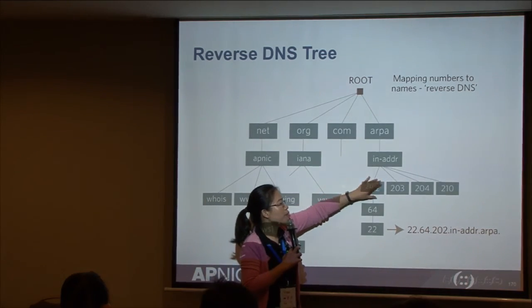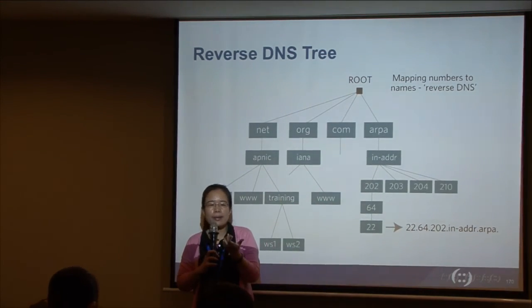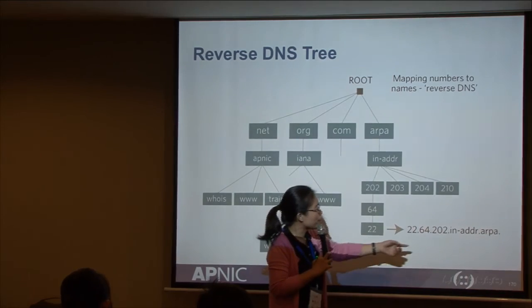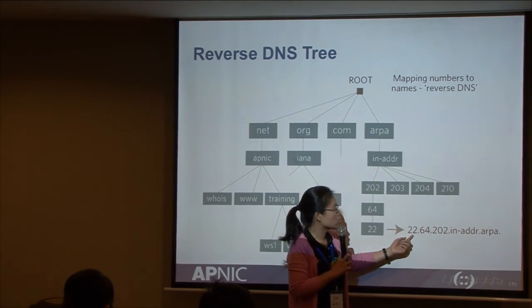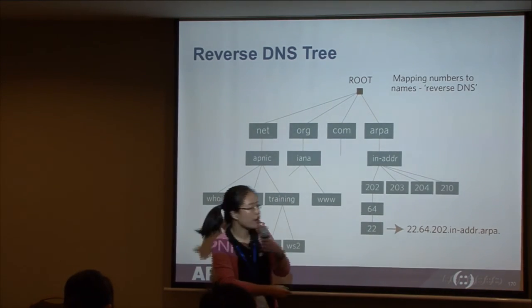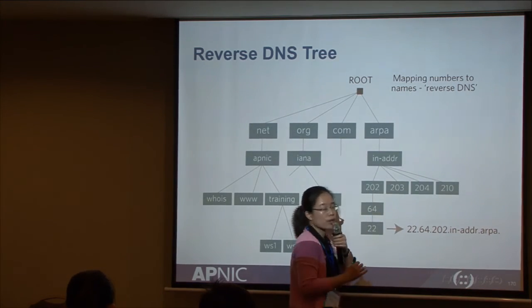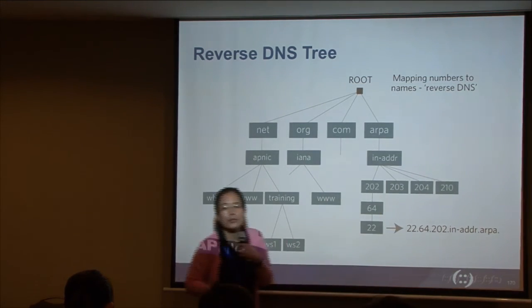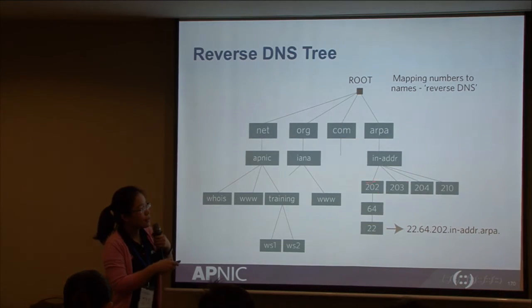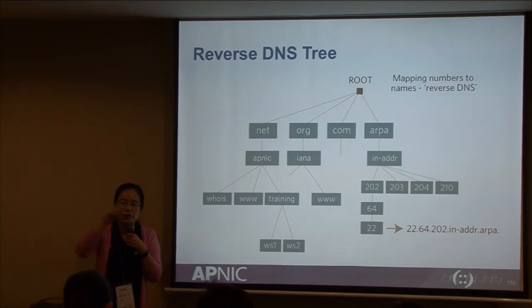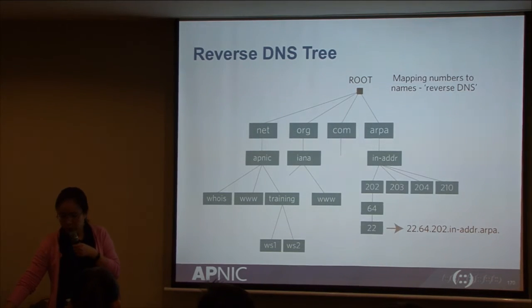So for class A, the first byte, and then the second byte, and the third byte. And then you can see this block of IP addresses is 202.64.22. In the reverse DNS zone file, we will use this to represent one address: 22.64.202.in-addr.arpa. So this block, this /24, 202.64.22, will be represented like this. So one IP address is mapped to a domain name. So this is the reverse domain for IPv4.